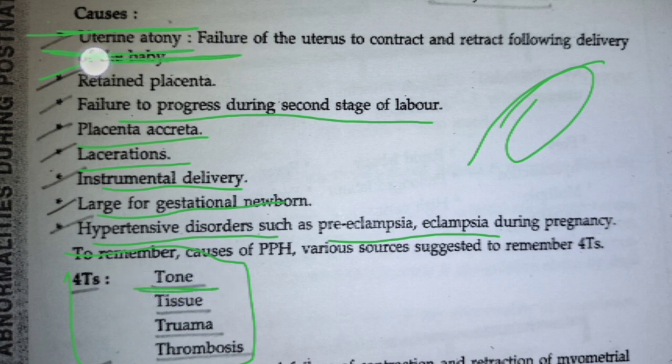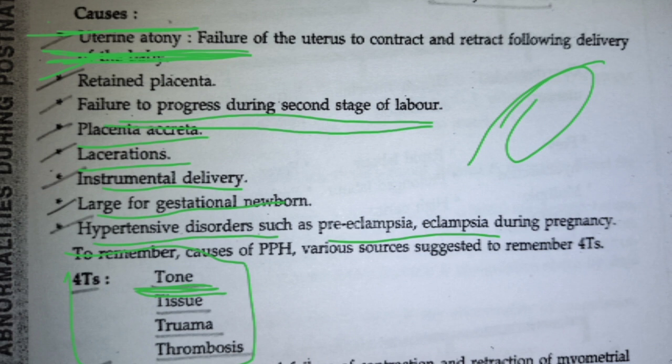Based on the tone, uterine atony is based on the tone. There is no proper movement. And failure of progress during second stage of labor is also based on the tone. There is no proper movement. That is related to tone. This tone can be even further classified: if there are multiple babies, like multiple pregnancy, then there will be no proper movement. If there is polyhydramnios, or a lack of amniotic fluid, that can also affect the movement.